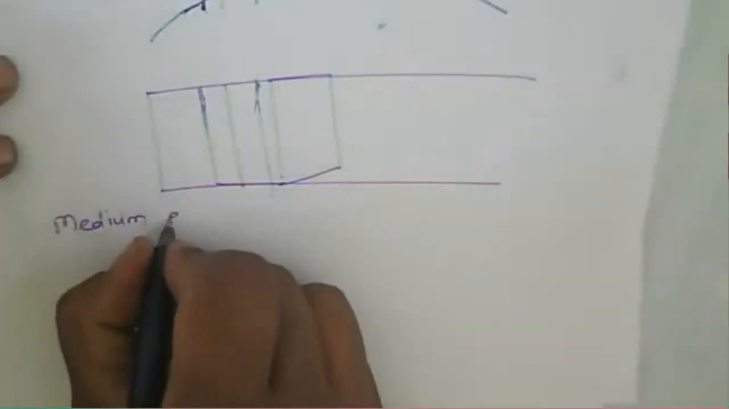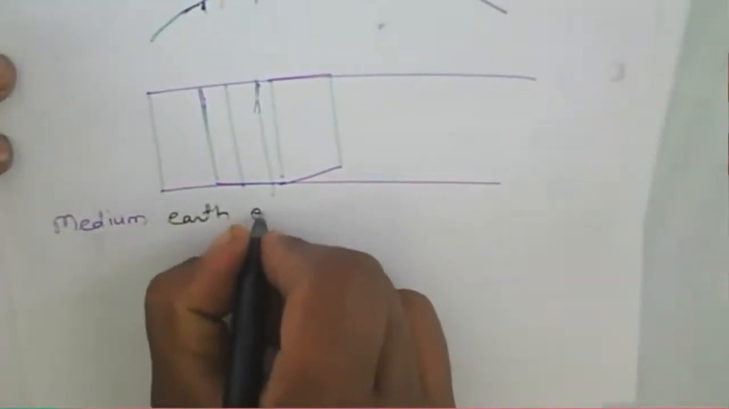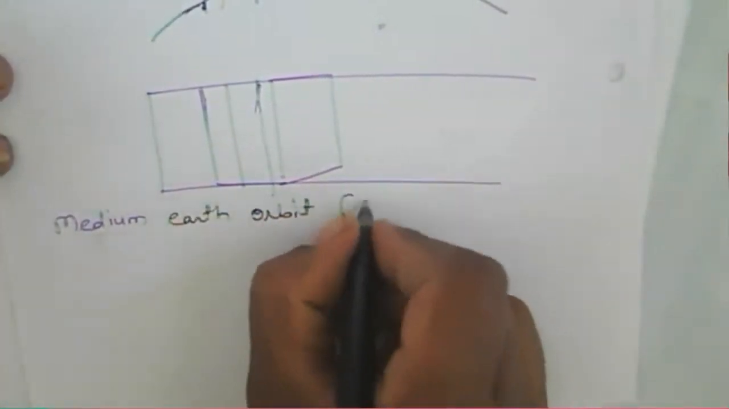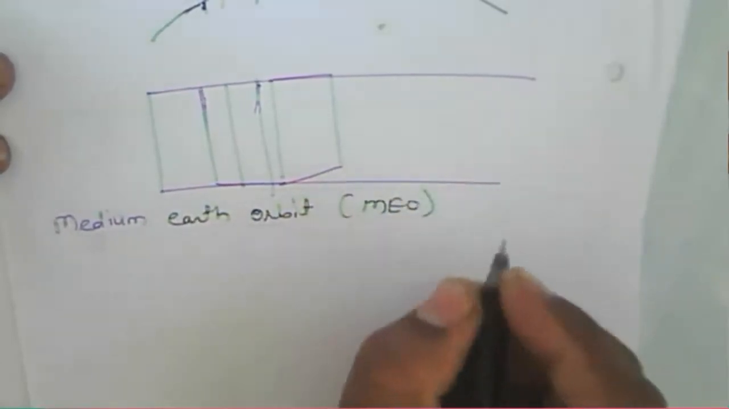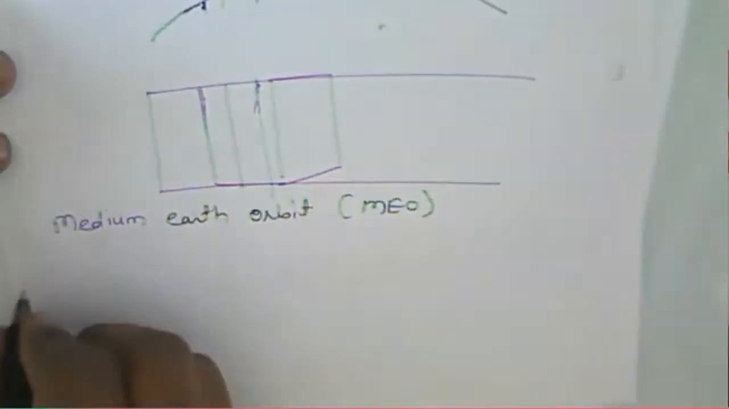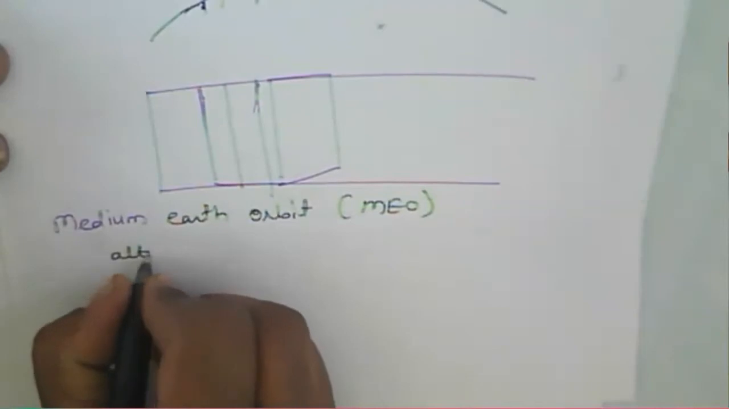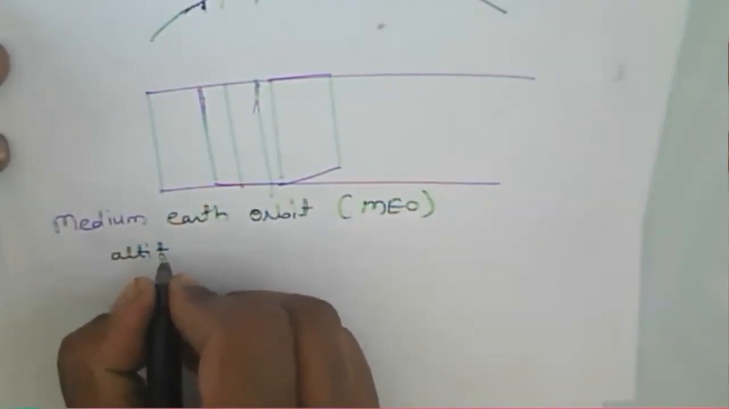Next is about the medium Earth orbit. That is, we can say, the MEO orbit. And that MEO orbit has an altitude.